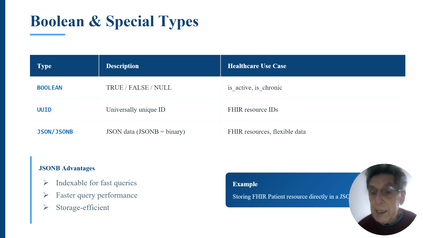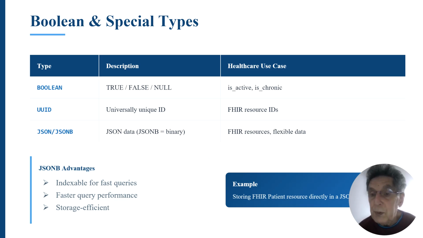Then UUID is a universally unique identifier. It's a 128-bit identifier that's globally unique. This is essential for FHIR applications, resource IDs. No central coordination is needed.